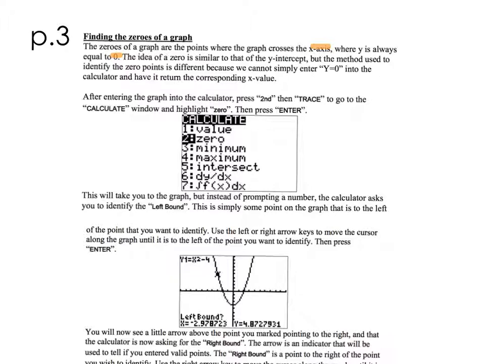After entering the graph into the calculator, we will press second and then trace to go to the calculate window, which we have already spoken about, and highlight zero, meaning we want to find a zero. Then press enter. This will take you to the graph, but instead of prompting a number, the calculator asks you to identify the left bound. This is simply some point on the graph that is to the left of the point that you want to identify.